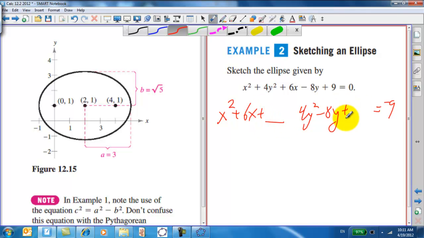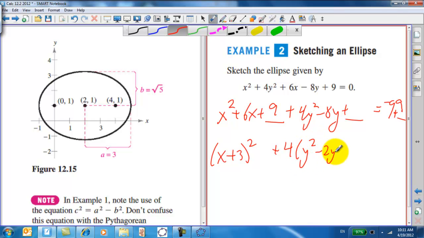And then you have to complete the square in both these variables. So x squared plus 6x plus 9, so I add a 9 to both sides. That'll make (x plus 3) quantity squared. But here, don't complete the square until you first factor out the 4, meaning 4 times (y squared minus 2y plus blank).